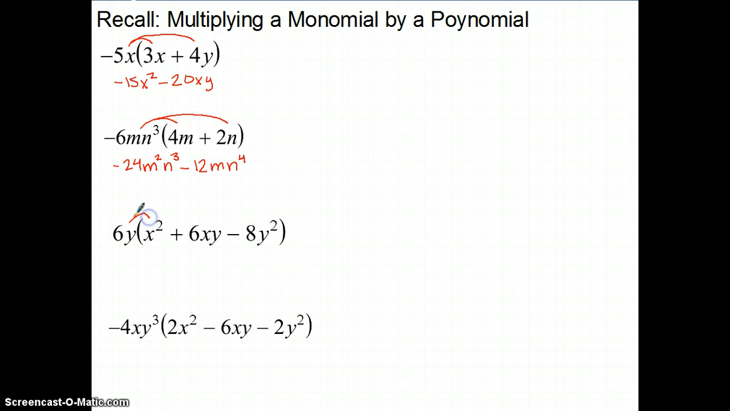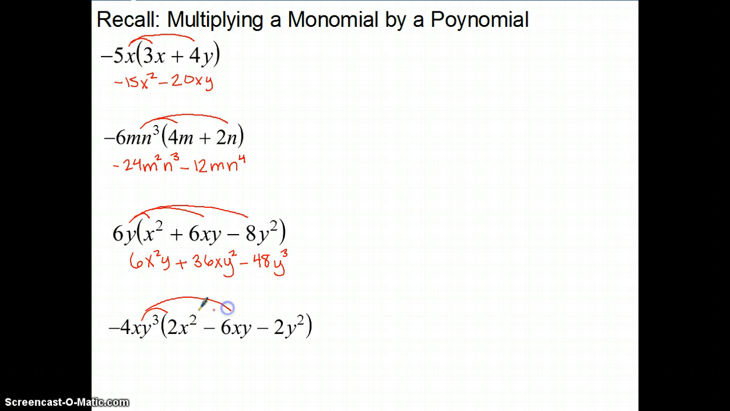Now I distribute my 6y to all three terms. 6y times x squared is just 6x squared y. 6y to the second term of 6xy gives me a positive 36 x, and since I have y times y, I now have y squared. 6y times negative 8y squared gives me negative 48, and y times y squared is y to the third power.